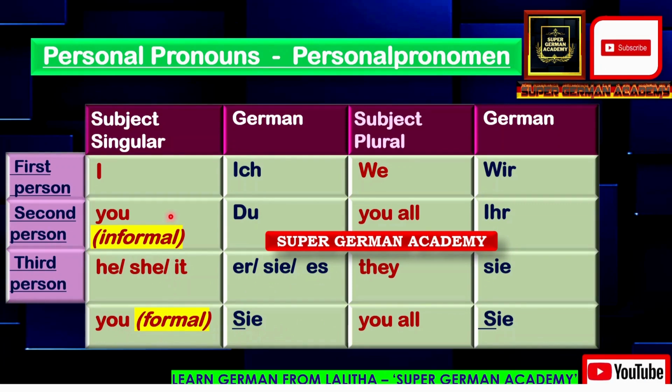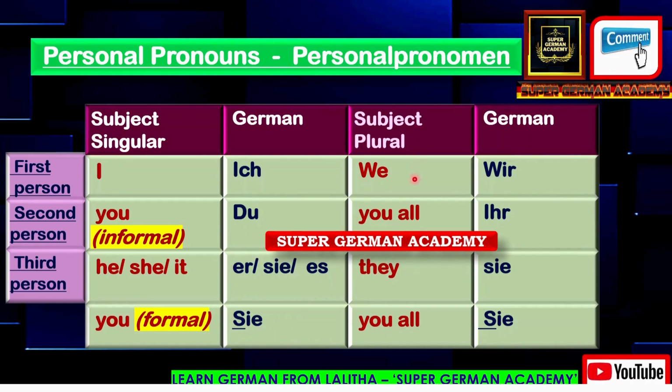Now, what is the difference between you informal and you formal means? Suppose if you are speaking to a person who is intimate to you, then you use informal. One who is close to you, then you use informal you, that is du. And when you speak to other person in a polite way, in a respect way or to elders, then you use this formal you, that is Sie.